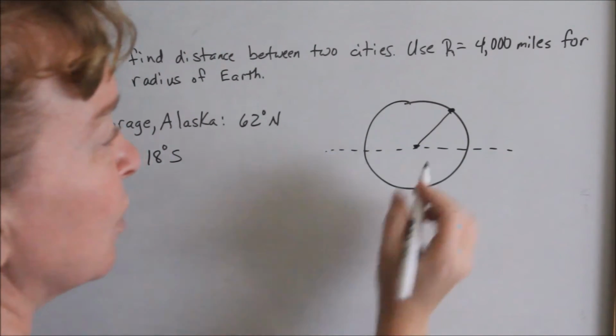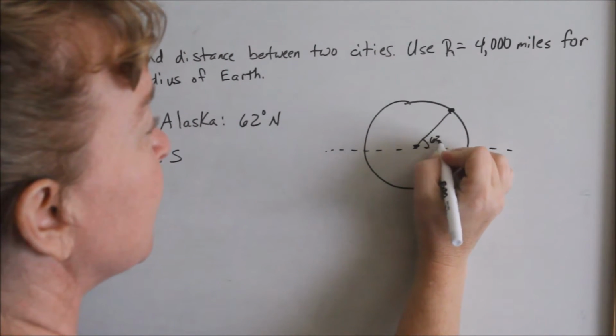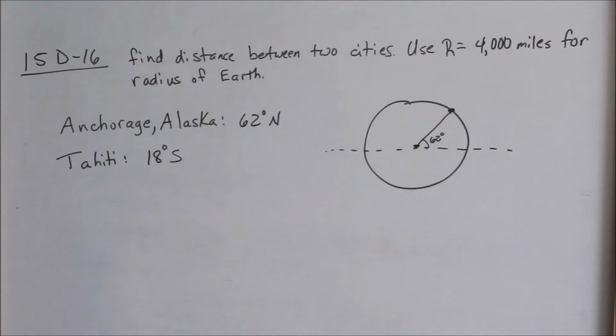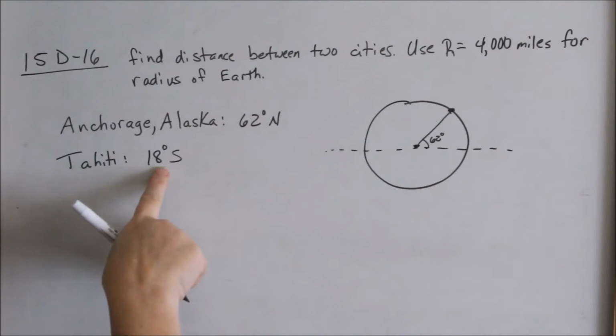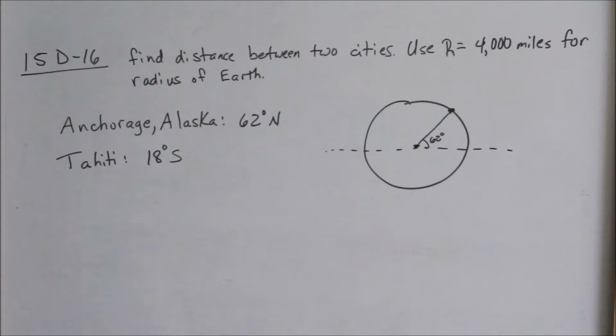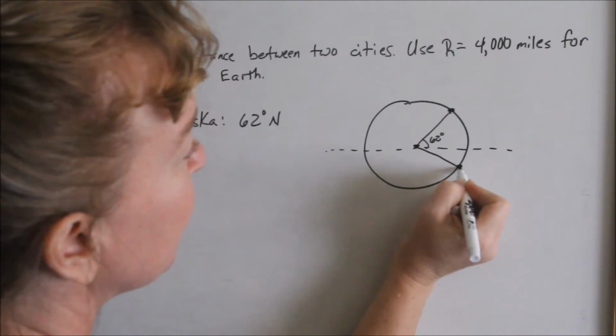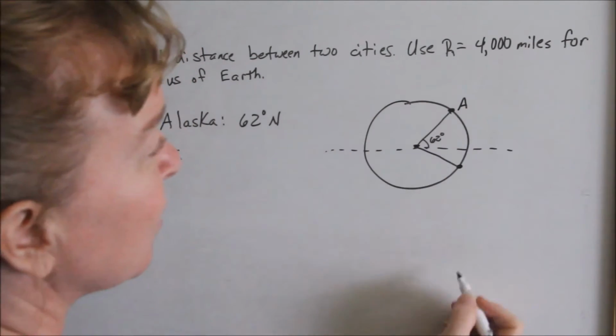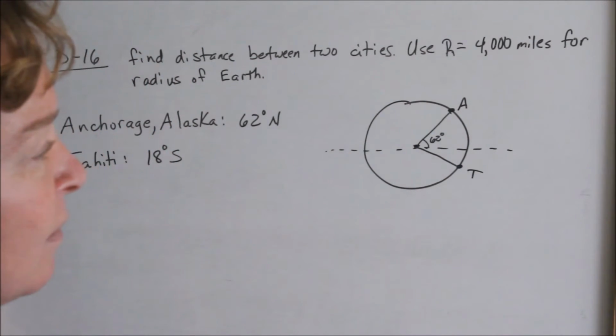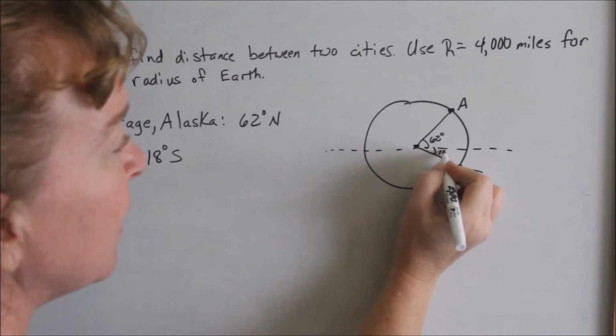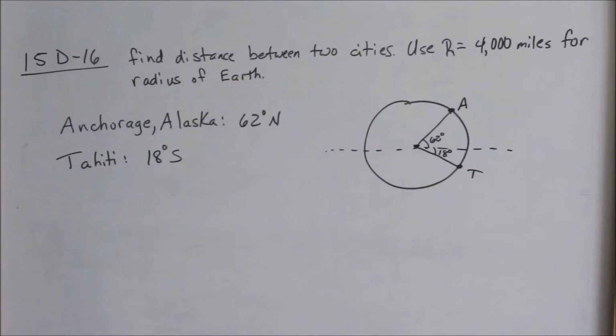So that would be Anchorage. That is 62 degrees north of the equator. Okay, then Tahiti is 18 degrees south of the equator. So we'll do that estimate there. So there's Alaska, there's Tahiti. Okay, this is 18 degrees.